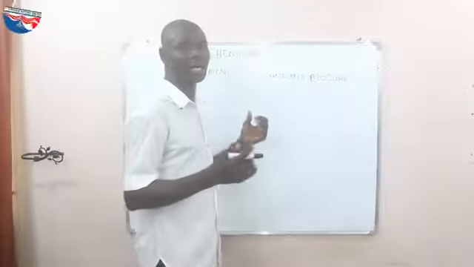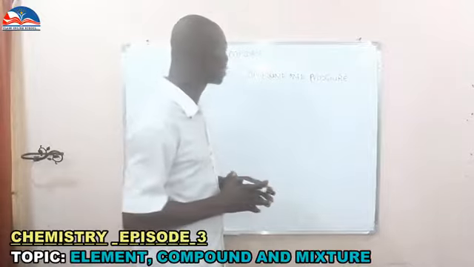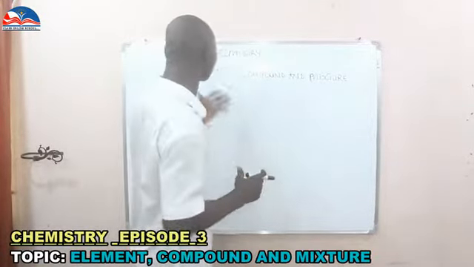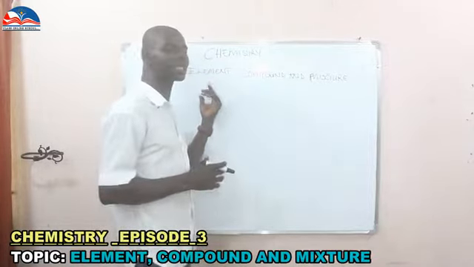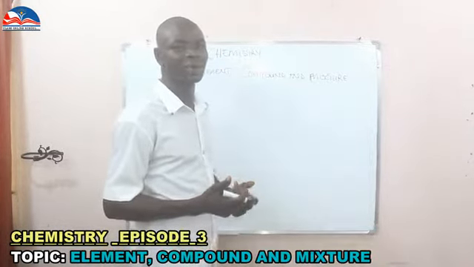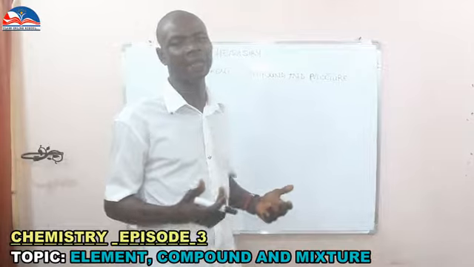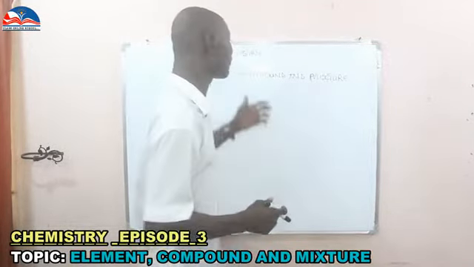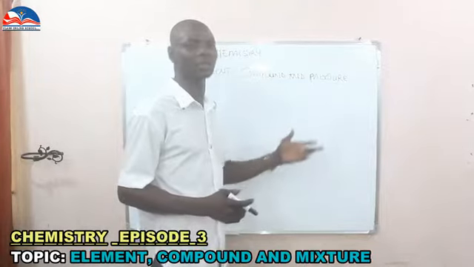We have elements, compound and mixture. One may ask, what is this element? We have 105 elements in chemistry. We also have compound and mixture.